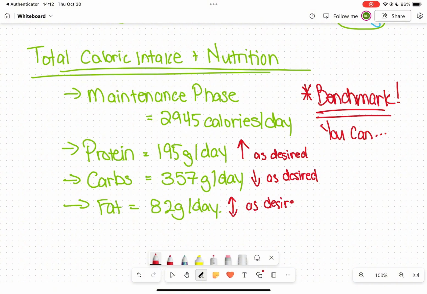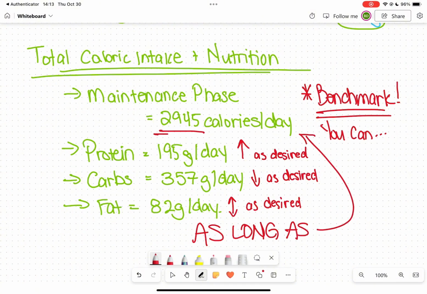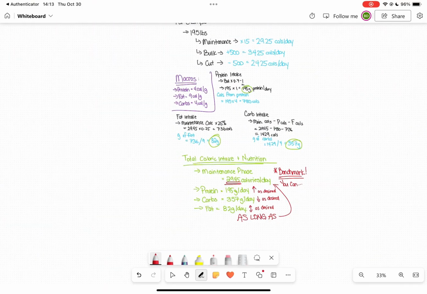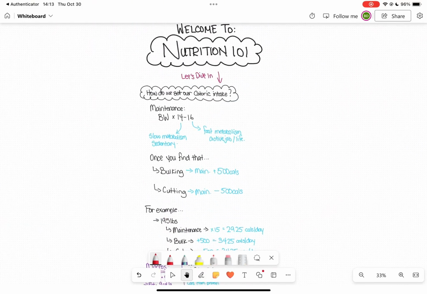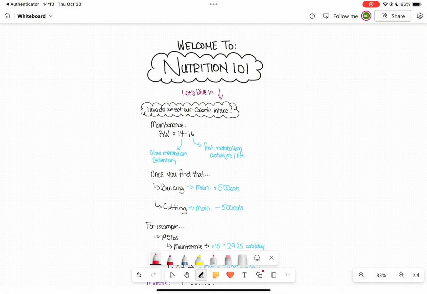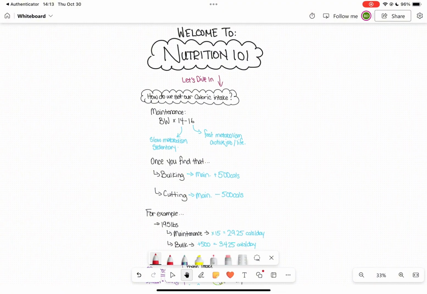But again, if you're going to manipulate these numbers, you want to make sure that they still equate to whatever phase you're working on. So as long as your protein, carbs, and fat intake still roughly equates to that cutting, that bulking, or that maintenance phase, you're more than welcome to manipulate these numbers. And that's really it, guys. That's the breakdown of how to calculate your maintenance, your bulking, and your cutting calories.